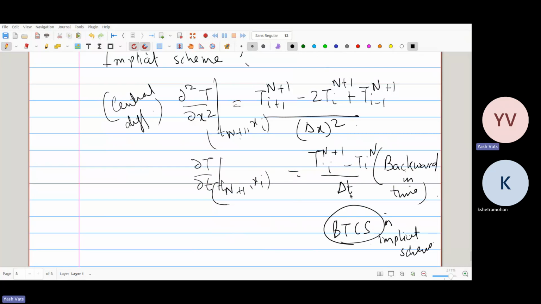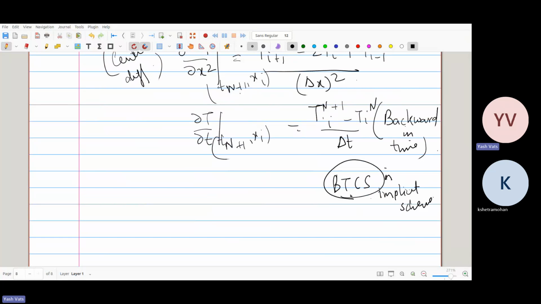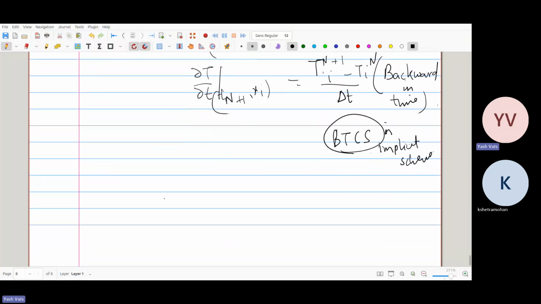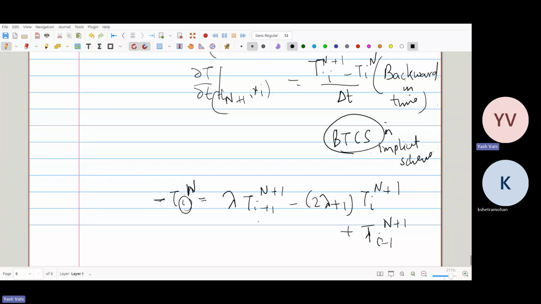If you apply this, you come up with certain equations. Let me write it in this manner: minus T_i^n is the same as lambda times T_{i+1}^{n+1} minus (2 lambda plus 1) T_i^{n+1} plus lambda T_{i-1}^{n+1}. Here it becomes implicit because T_i depends on i plus 1, i, and i minus 1. So it is an implicit scheme.